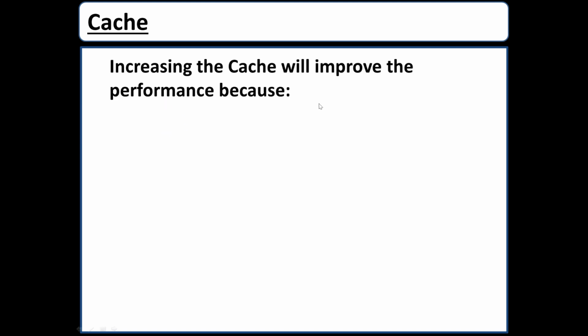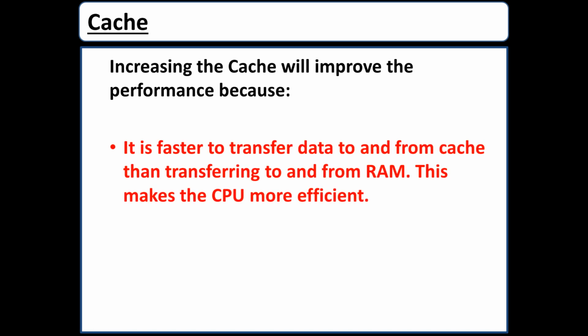Now, increasing the cache will improve the performance because it is faster to transfer data to and from the cache than to transfer them from RAM. This also makes your CPU more efficient.